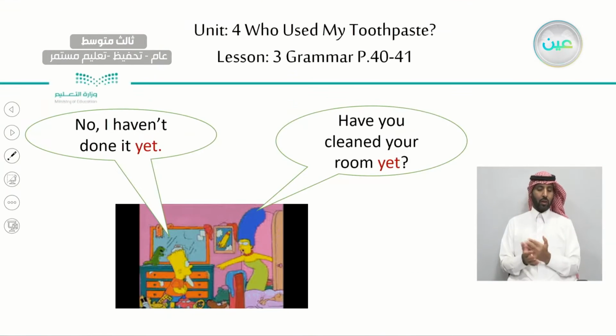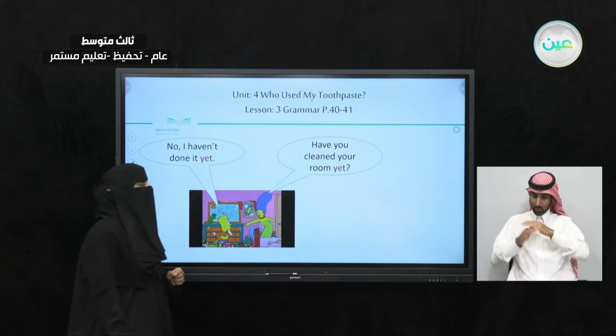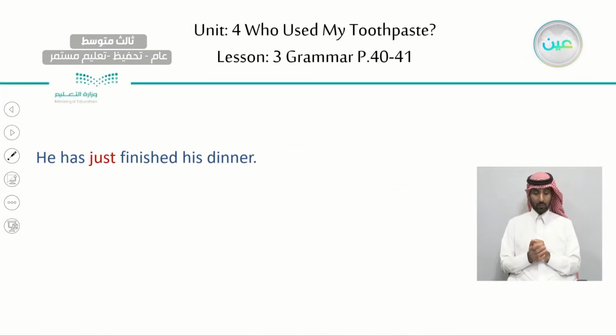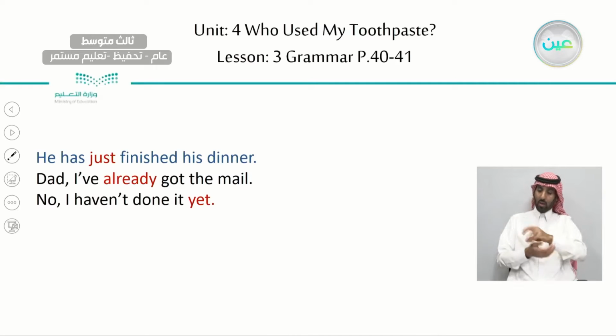Also here, we have two pictures, a mother and a boy. Have you cleaned your room yet? So with the question here, we used yet. And with the negative also we used yet. No, I haven't done it yet. When we look at these expressions together: he has just finished his dinner. Dad, I've already got the mail. No, I haven't done it yet.